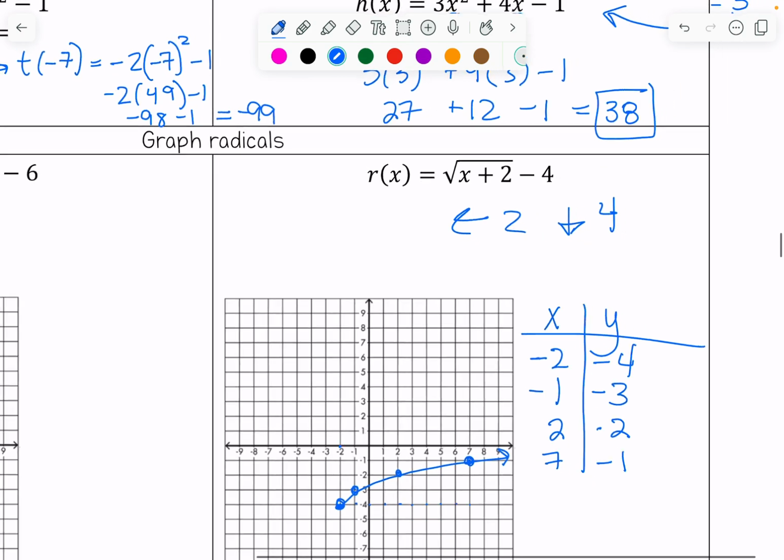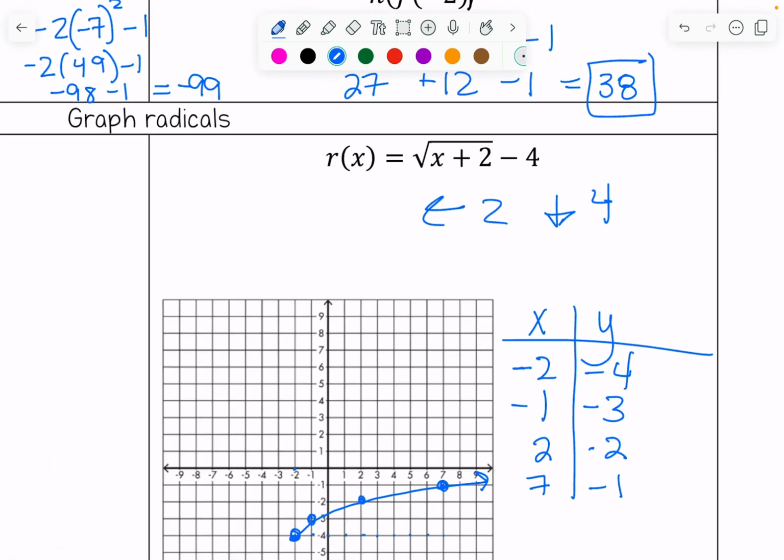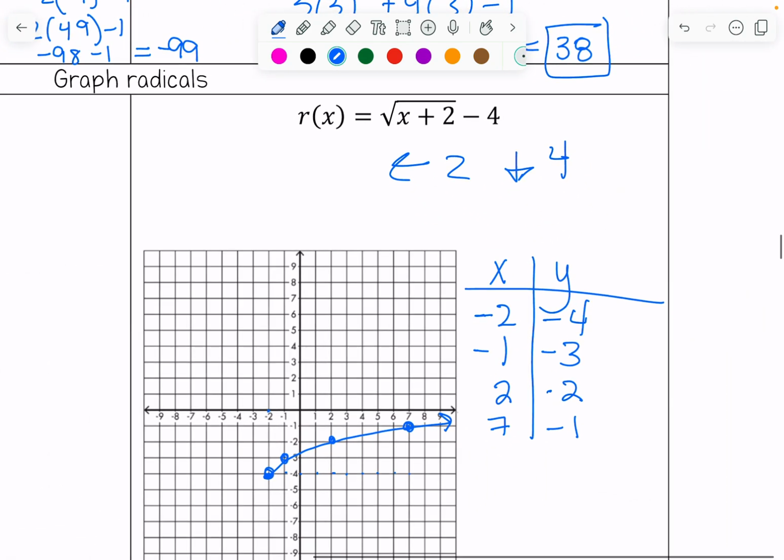Now we're going to go ahead and graph radicals. These are kind of in vertex form. So if you can see the one on the right, we're going to go left 2 because we have to think opposite. We're going to go down 4. So that's our starting point.